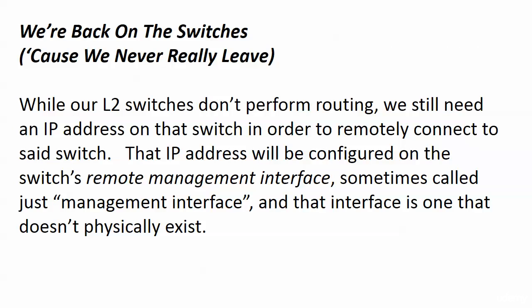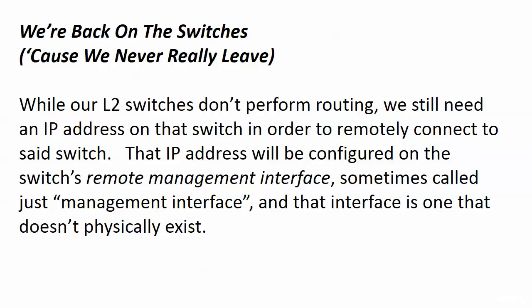With our layer 2 switches, we know that they don't perform routing. They switch and that's all they do, but we still need a layer 3 address on a layer 2 switch. And the reason we need that is in case we want to remotely connect to said switch. We want to configure it without actually having to go to the switch, connect to the console port, etc. It's a lot easier to do remote connections, it's a lot more efficient use of your time. So we're going to configure this IP address on something called the Remote Management Interface. Sounds complicated, believe me, it is not.